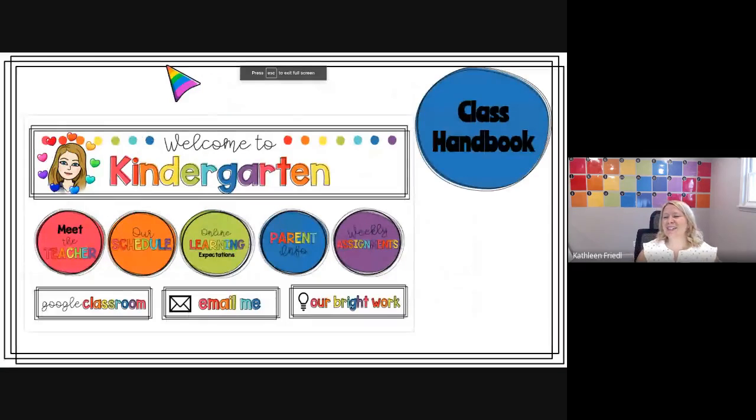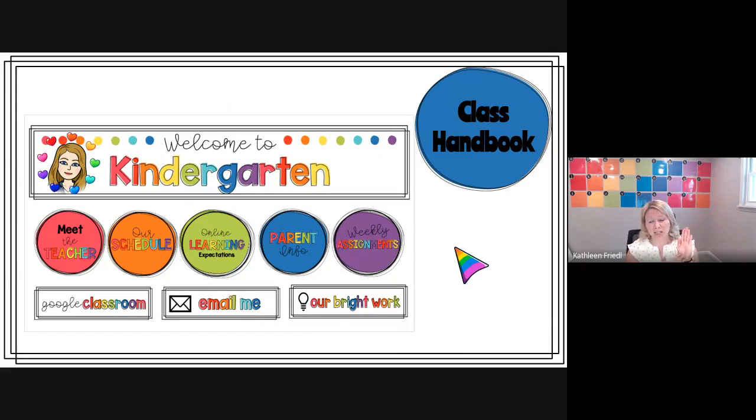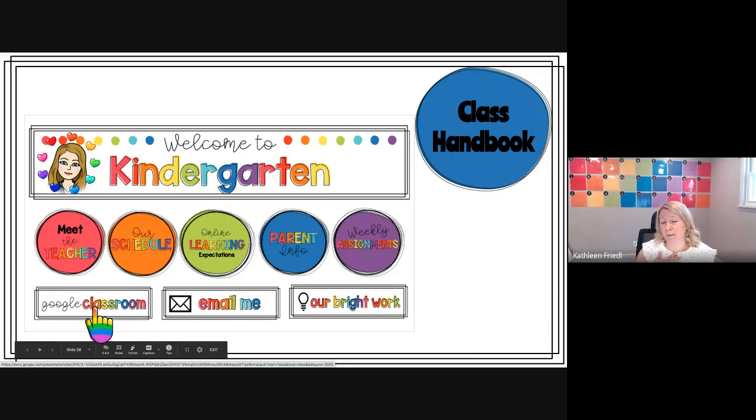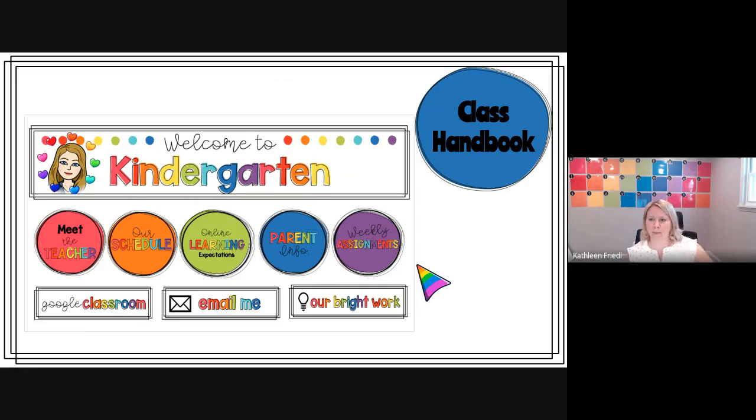All right, so here's a class handbook. This is just a different way to make a class app. It's a long format instead. So it's not going to be a phone device app, but just a class handbook that they can still link, just like our class app. When they touch Meet the Teachers, it will bring them to that page. It'll bring them to our schedule, our learning expectations, our parent info, our weekly assignments. This link will bring them straight to my personal Google Classroom. They can email me straight from this link, or go to our Bright Work, which is an online bulletin board, and I'm going to show you how to do that in just a little bit. But this is very similar. It's just a different setup with the long format instead of the app format.